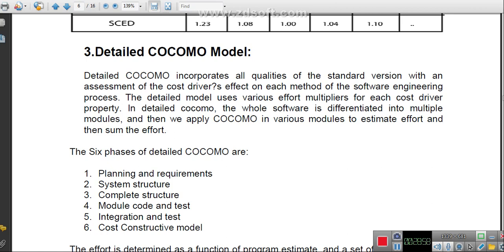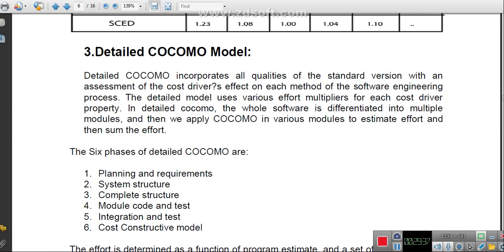The first phase, that is planning and requirement. प्लानिंग एंड रिक्वायरमेंट के लिए कितना एफर्ट्स लगेगा, कितना टाइम लगेगा, ये आप कैलकुलेट करेंगे by using that particular COCOMO model, by using that particular COCOMO basic model. देन सिस्टम स्ट्रक्चर के लिए कितना एफर्ट्स एंड कितना टाइम लगेगा, कंप्लीट स्ट्रक्चर के लिए कितना लगेगा, मॉड्यूल कोड एंड टेस्ट के लिए, इंटीग्रेशन एंड टेस्ट के लिए, कॉस्ट कंस्ट्रक्टिव मॉडल के लिए. So you summarize all these particular efforts and particular time required.